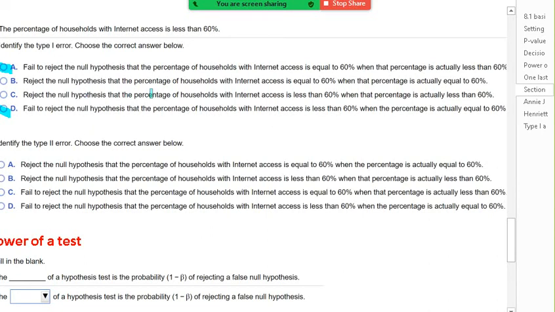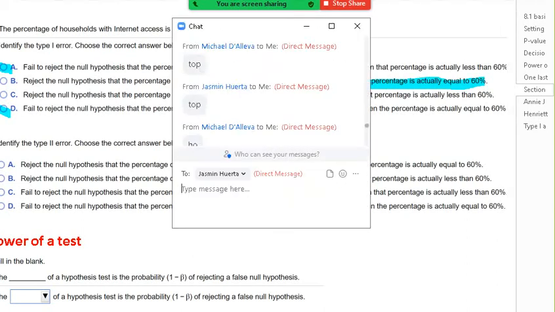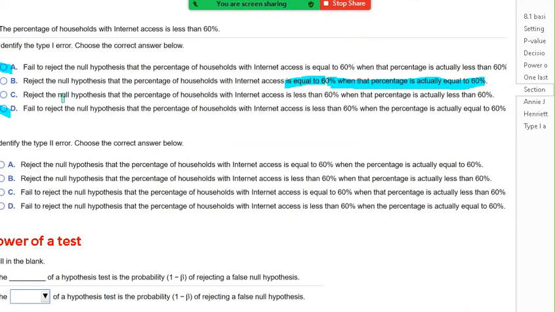Well, reject the null hypothesis that the percentage of households with internet access is equal to 60% when that percentage is actually equal to 60%. So is that saying H naught is true? That the percentage is equal to it, and we rejected that. That sounds pretty good. Let's take a look at the other one. Reject the null hypothesis that the percentage of households with internet access is less than 60% when that percentage is actually less than 60%. Well, this isn't the null hypothesis, right? If you look carefully at this, what is this statement? Less than 60%, that's the alternative hypothesis. And that's not a type 1 error. So the type 1 error is B.